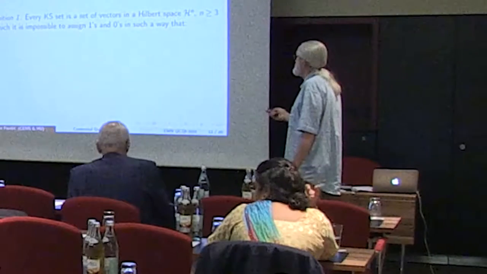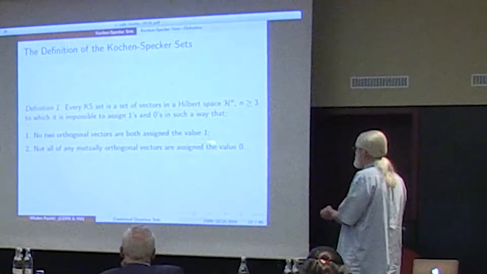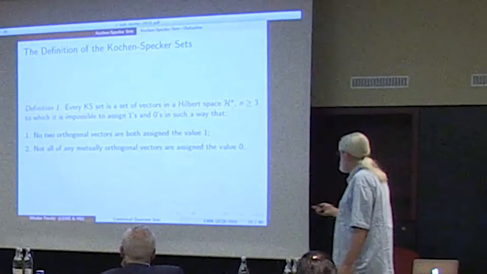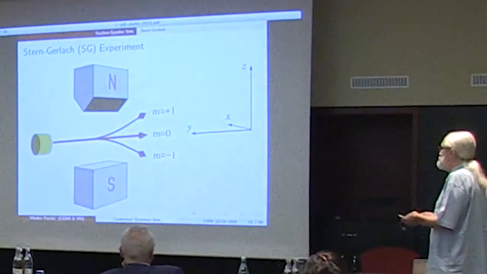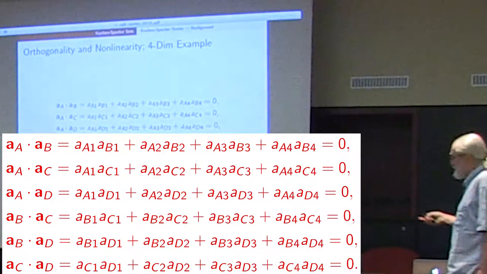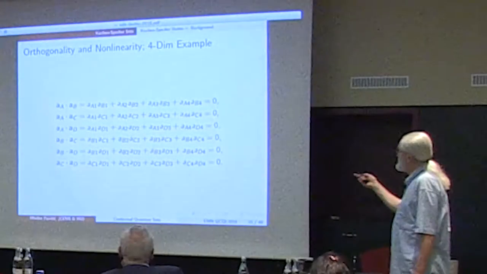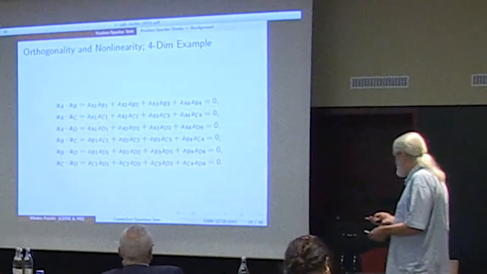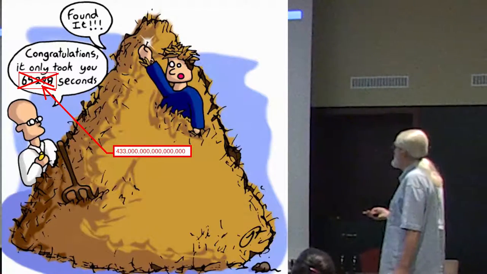Based on that informal introduction, we can formalize the definition of the Kochen-Specker set in the sense that no two orthogonal vectors can both be assigned value 1, and not all of them can be assigned value 0. Again, that means that a particle has to take one of the three or four, whatever, ports. These ports can be ascribed to particular vectors within a spin space. The meaning of orthogonality is simple, but it takes us to a set of nonlinear equations, which are notoriously exponentially complex. With brute force, that's a mission impossible.